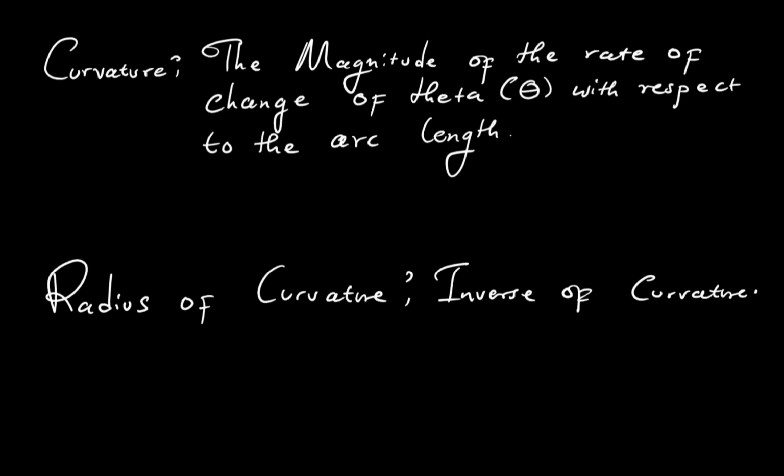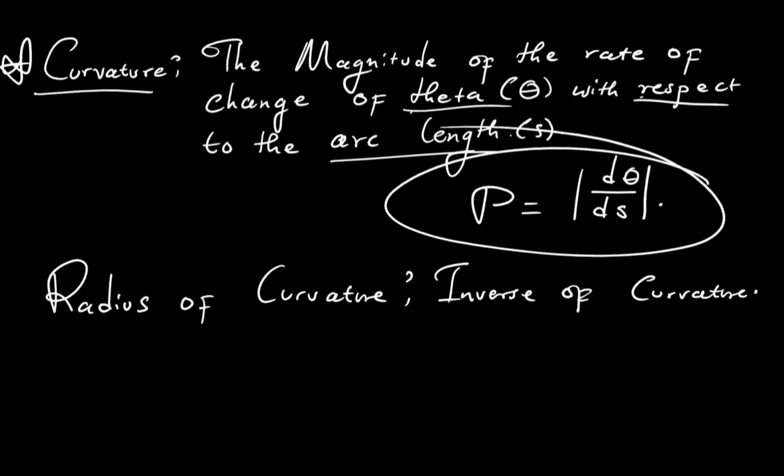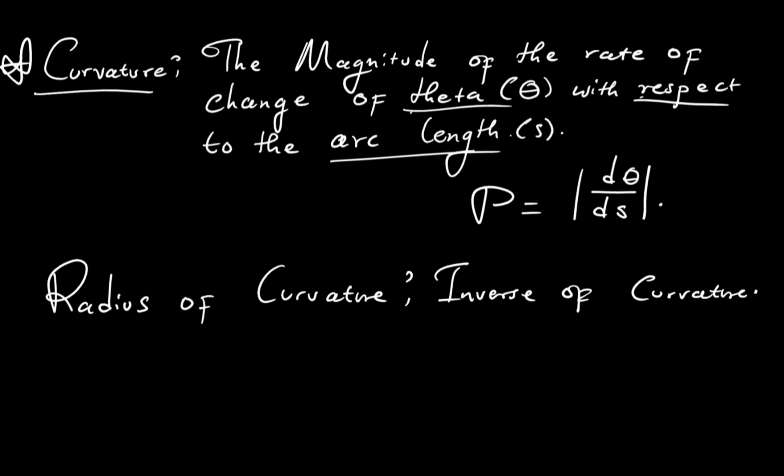Alright, let's begin. Now when it comes to the word curvature, you need to be mindful that this is simply the magnitude of the rate of change of theta with respect to the arc length. The arc length is mostly symbolized as S. Therefore, curvature in most cases can be written as P being equivalent to the magnitude of theta over the arc length. This is food for thought for you to know. When it comes to the radius of curvature, this is simply the inverse of the curvature value that you found.